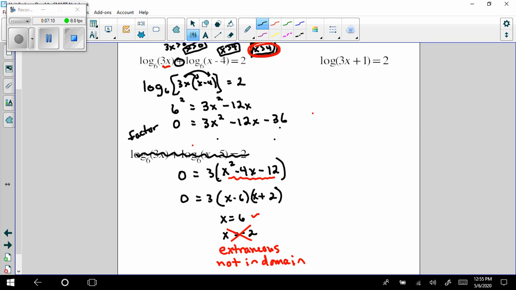All right, so for this one I don't have any properties to apply. But I do know that x has to be greater than negative 1/3. So if I subtract 1 and divide by 3, I get negative 1/3. So this is base 10. So I get 10 squared equals 3x plus 1. This is a little easier than the other one. That's equal to 100, and 100 minus 1 is 99. So in this case, x is equal to 33, which is in the domain.